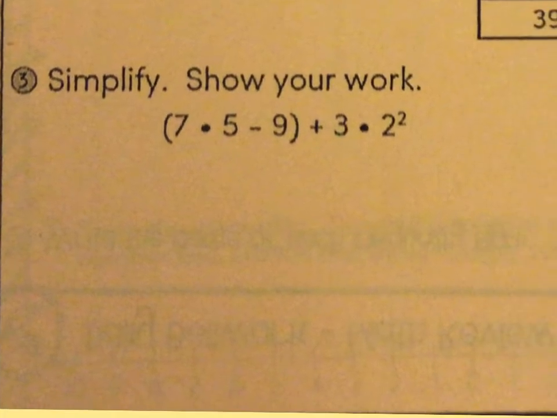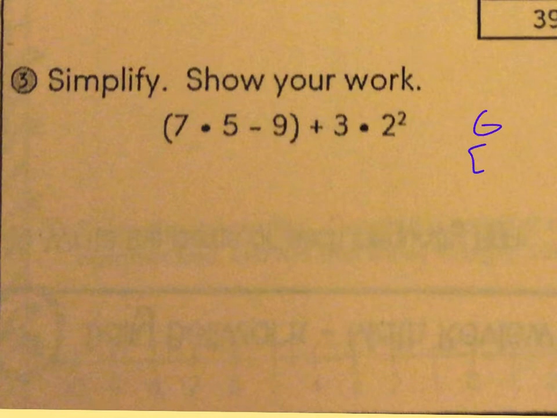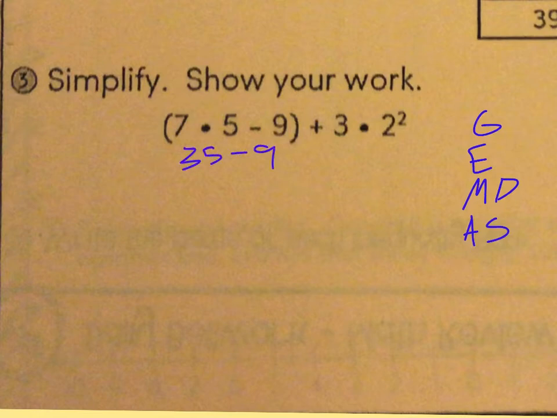Now we're going to go to number 3. It wants us to simplify this. We're going to use order of operations to simplify. So we go inside the parentheses first. It's a grouping. If we're doing GEMDAS or PEMDAS, remember, we look at grouping, exponent, then multiply and divide, and then add and subtract. So we're looking in the grouping. We have some multiplication, and we're going to do that first. Then 35 minus 9 is 26. So everything in that grouping just turned into 26.